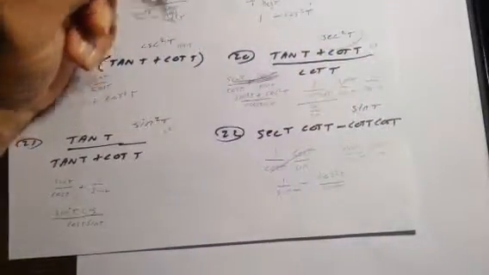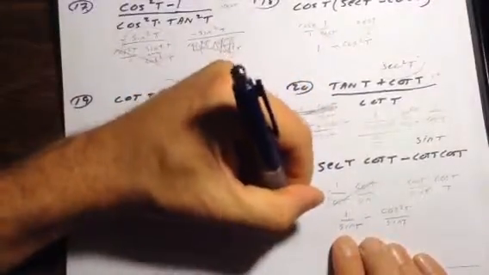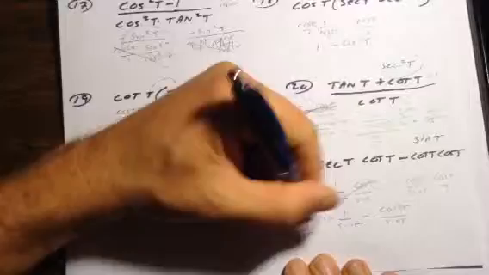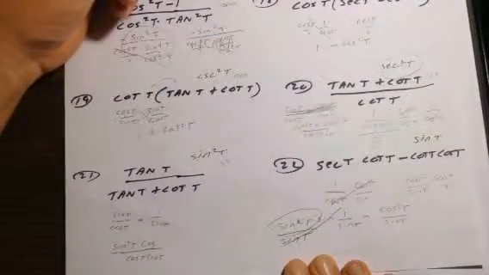And let's see, 1 minus cosine squared t. Let's see if I can find that. Oh, not there. 1 minus cosine squared t is sine squared of t, or theta. So now I have sine squared of t over sine t. Well, if you cancel, you'd see very clearly that you just have sine of t, and you're done. Okay, good job.